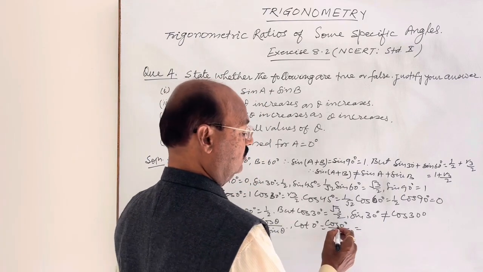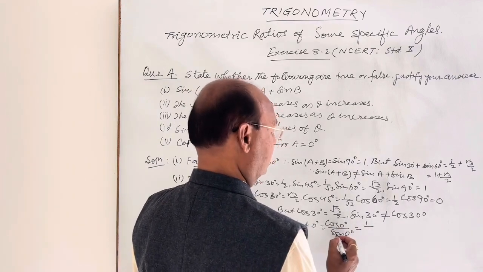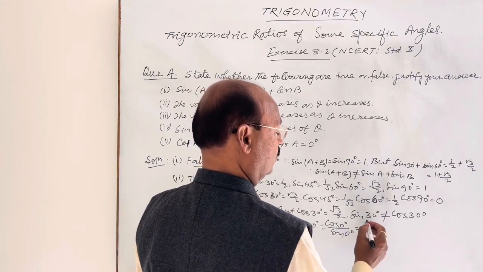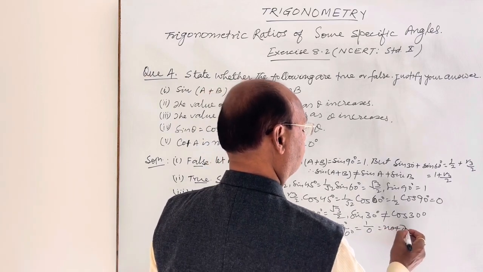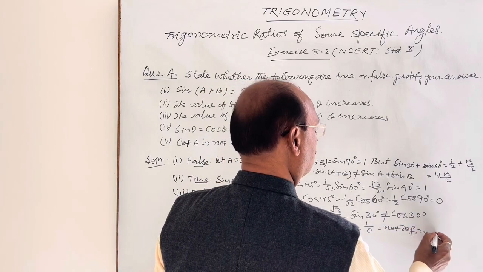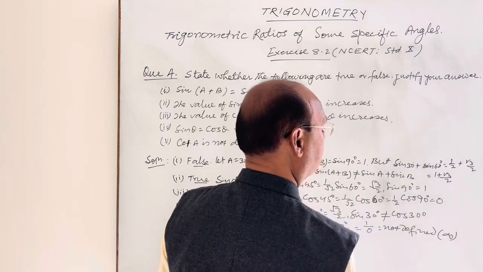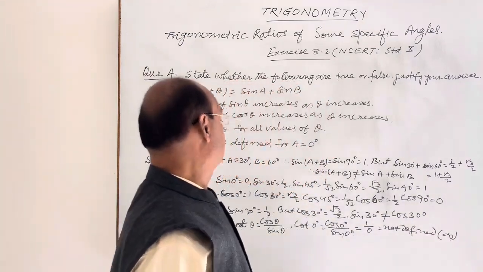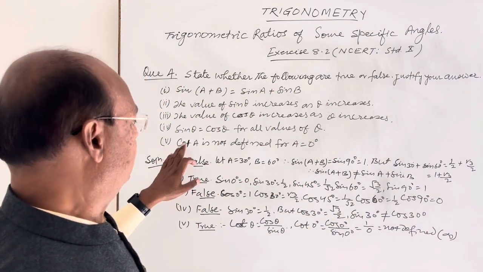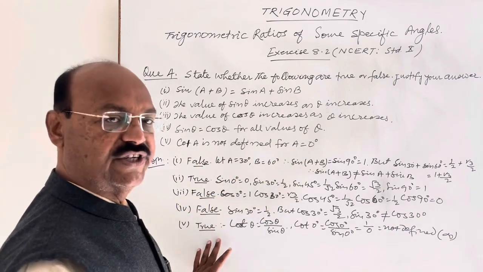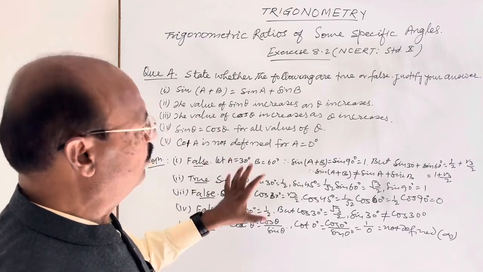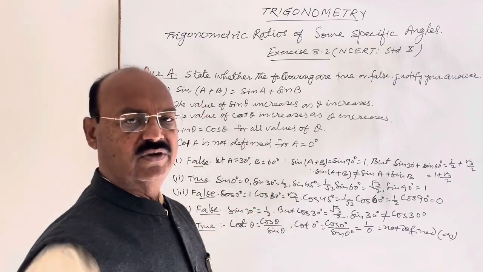And we know the value, cos 0 degree is 1 and sine 0 degree is 0. So 1 by 0 is not defined. This is known as infinity, which is not a defined number. So the fifth statement, cot A is not defined for A equal to 0, is a true statement. So these are very simple and basic concepts on trigonometry.